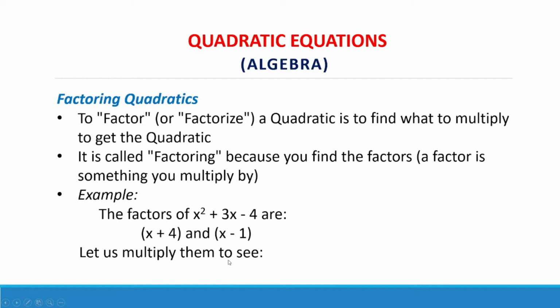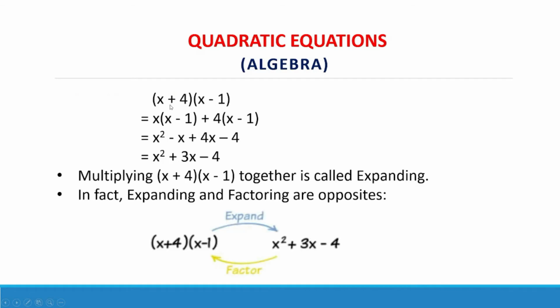Let us multiply them to see. x plus 4 times x minus 1: distribute x minus 1 to x, which is x times x minus 1, and plus 4 times x minus 1. And simplify. x times x is x squared, x times negative 1 is negative x, plus 4 times x is 4x, 4 times negative 1 is negative 4. So x squared, and like terms negative x plus 4x give positive 3x, and negative 4 is the constant.